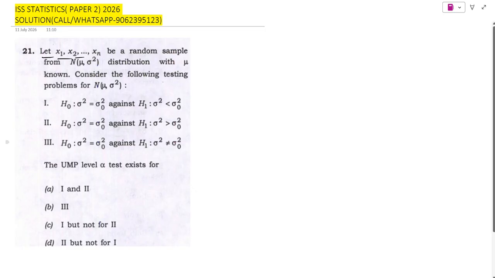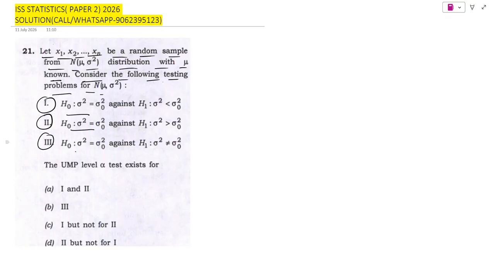Let X1, X2, and so on up to Xn be a random sample from a N(mu, sigma square) distribution with mu known. Consider the following testing problems. First statement is this, second statement is this, and third statement is this. And the question is: the UMP level alpha test exists for which? We are given four options and we have to select the correct one.